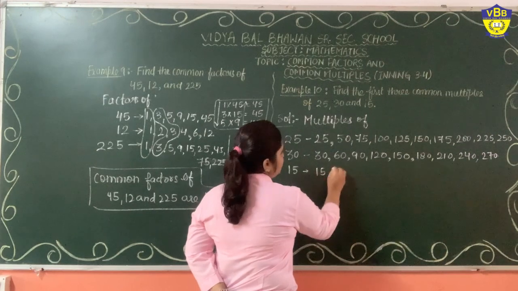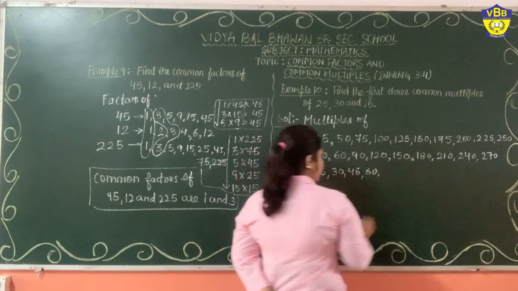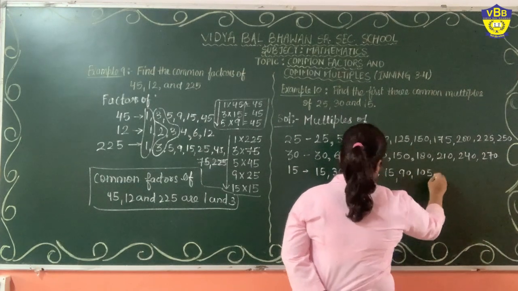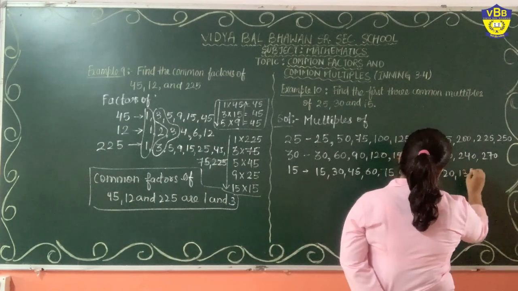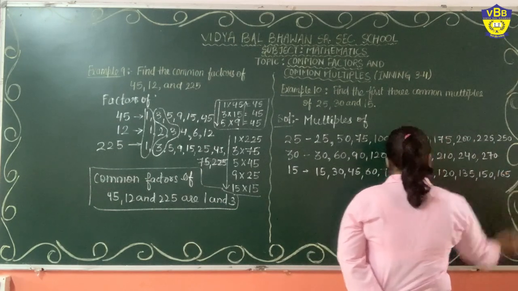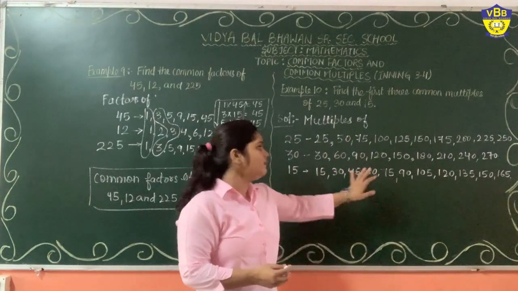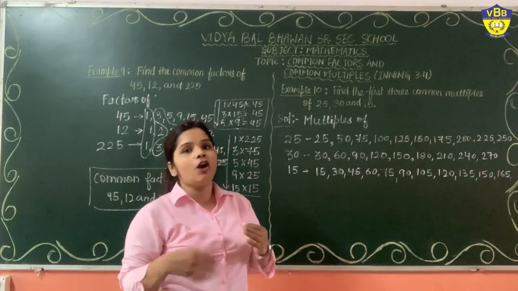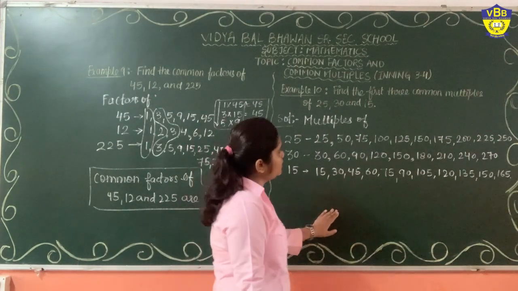15 ones are 15, 15 twos are 30, then 45, 60, 75, 90, 105, 120, 135, 150, 165, 180 and so on. So we have listed the multiples of these three numbers. After that, we need to find common multiples among these three numbers. So you need to check the common multiples.